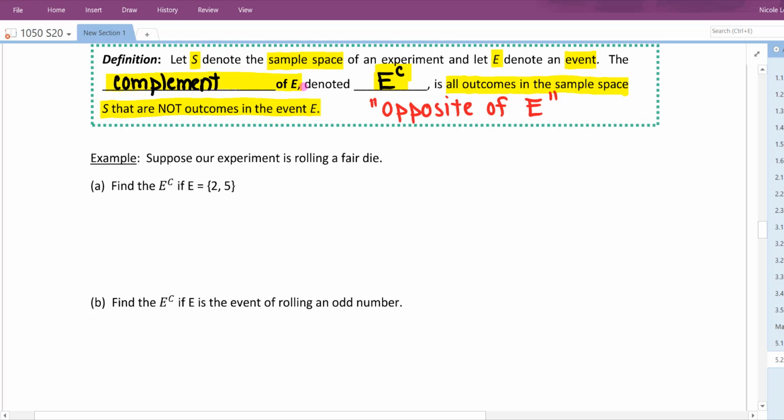So before I get started, let's actually write out the sample space. That will help us visually determine what the complement will be. Remember, our experiment is rolling a fair die, and the sample space is just listing out all of the possible outcomes. So all the possible outcomes would just be 1, 2, 3, 4, 5, and 6.